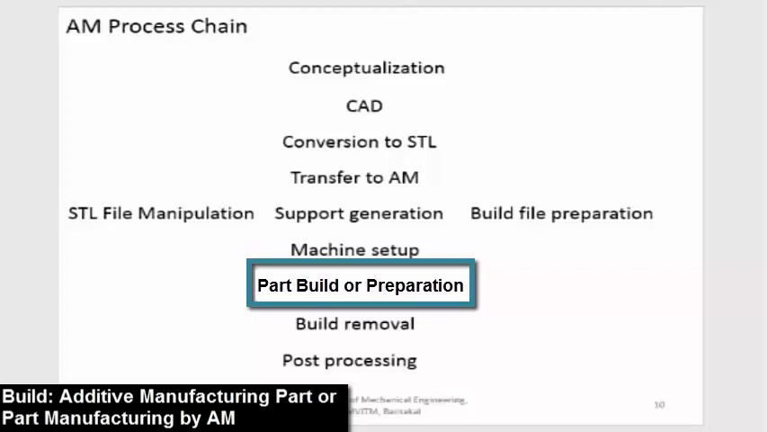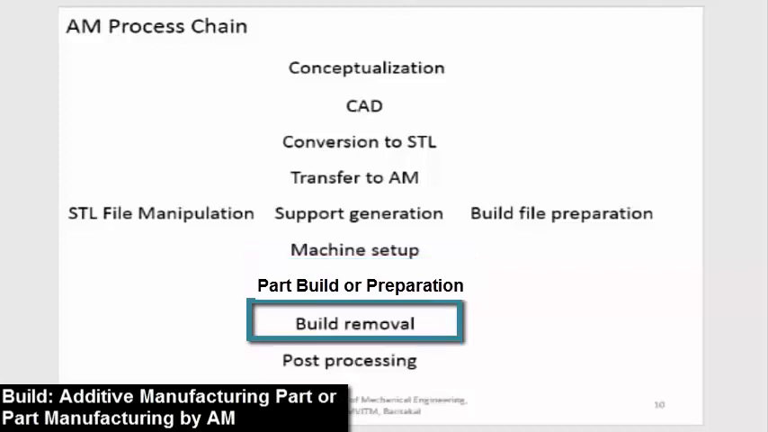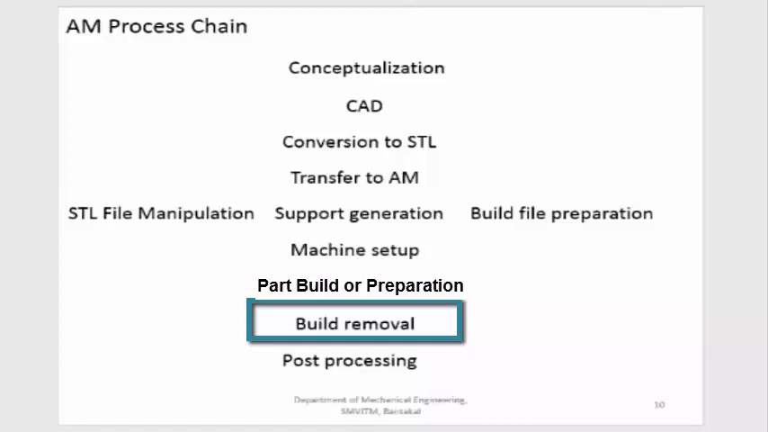Once you have set up the machine, the next activity is preparation. So you load the program into the memory of the machine and you just have to start the program. Then it will start printing the component. Next one is the build removal. Once the component is manufactured, some time is required. You have to wait for that particular time. Once the component is manufactured, you have to take the component out of the machine. That is the build removal. So here build means manufacturing, that you have to remember.